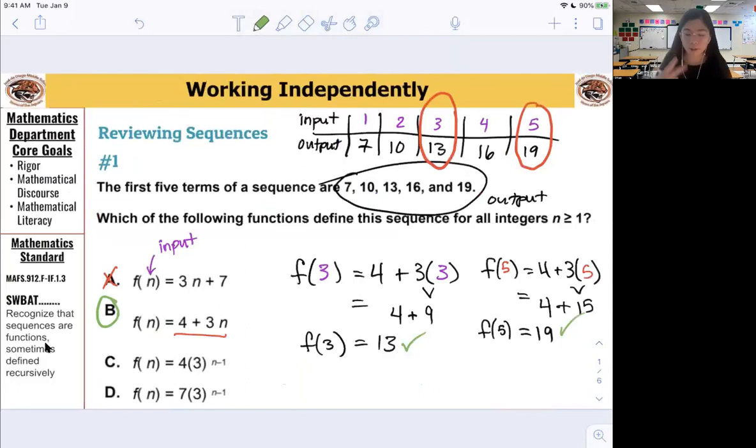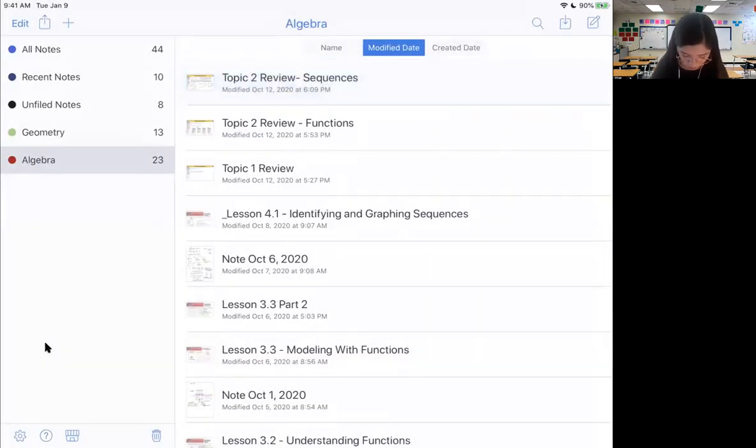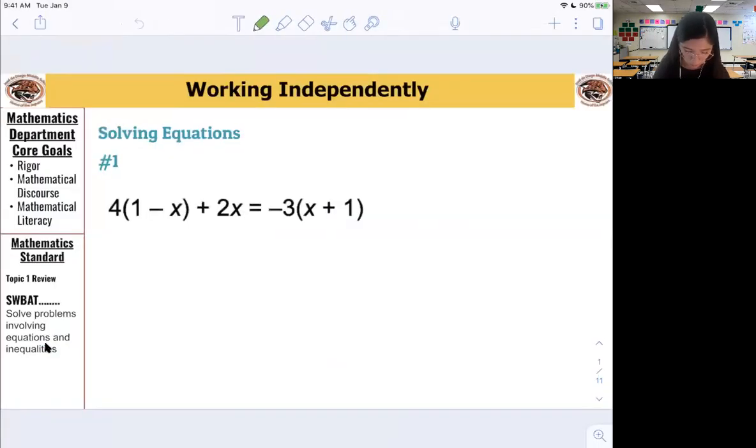So that was the second document. Now I'm going to go ahead and move on to the third document, which is reviewing topic 1, which is equations, inequalities, what else? Literal equations, compound inequalities. There's a lot going on. So very, very important that we understand this topic for sure.